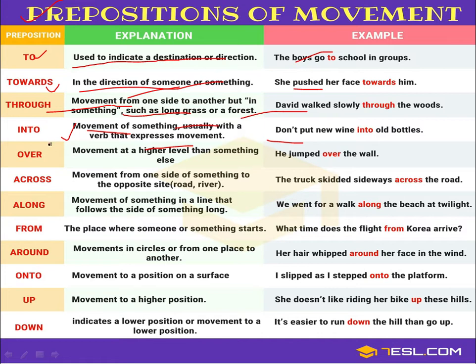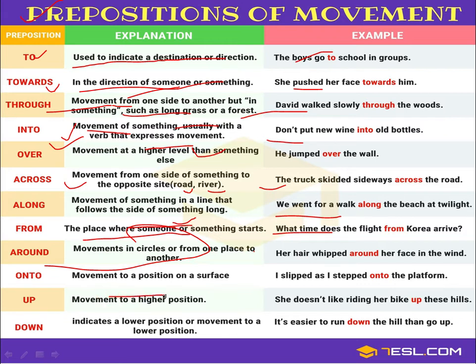Over means movement at a higher level than something else. She jumped over the wall. Across means movement from one side of something to the opposite side, like a road or river. The truck skidded sideways across the road. Along means movement of something in a line that follows the side of something long. We went for a walk along the beach at twilight. From is the place where someone or something starts. What time does the flight from Korea arrive? Around means in a circle. Her hair whipped around her face in the wind.